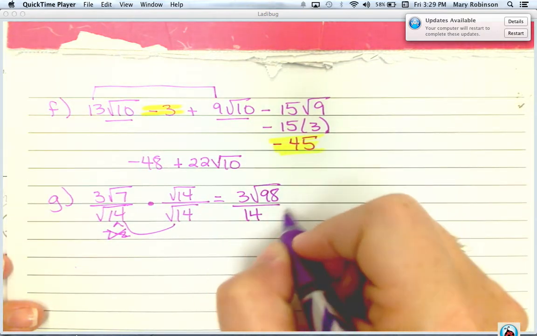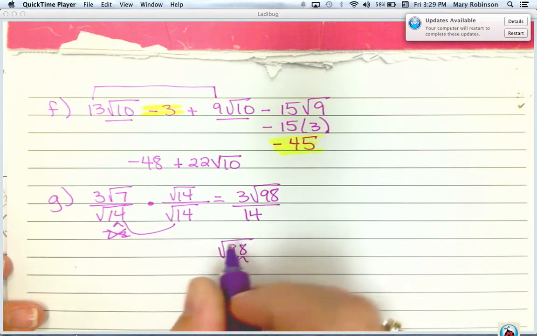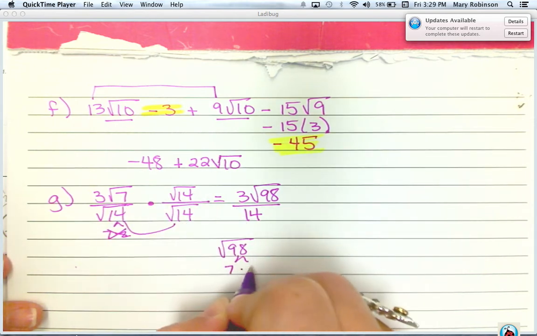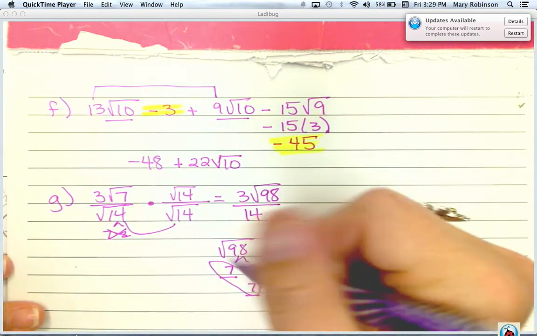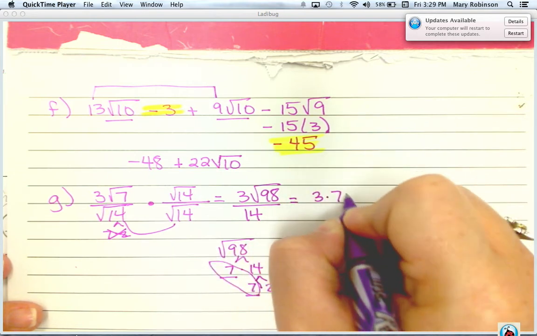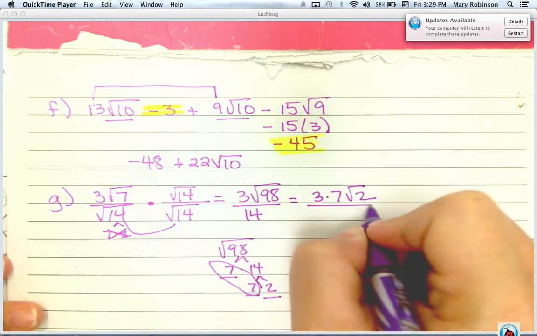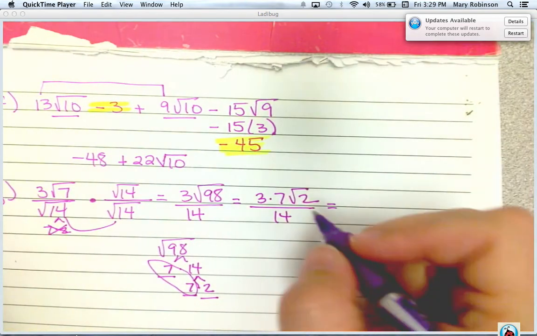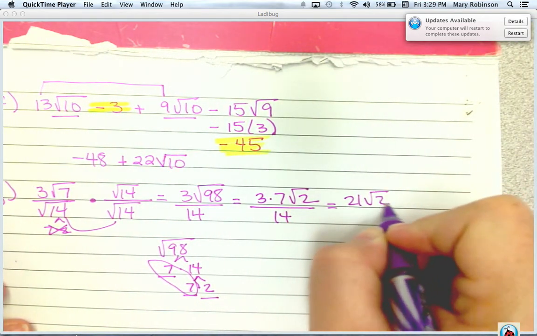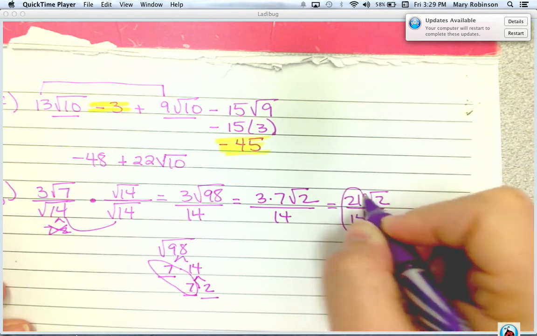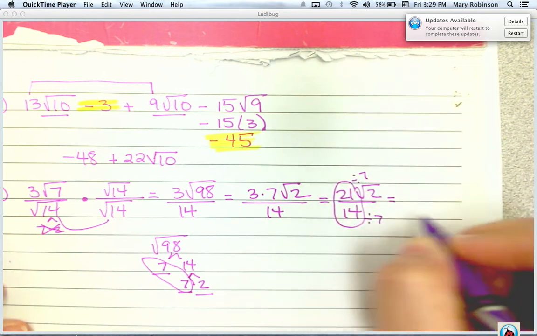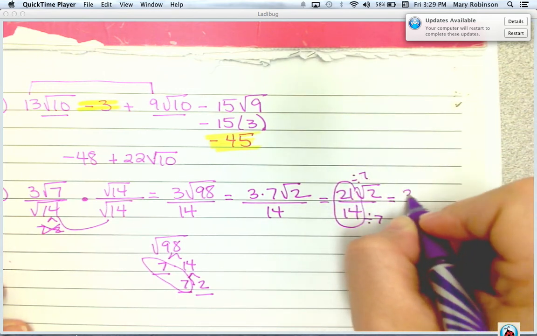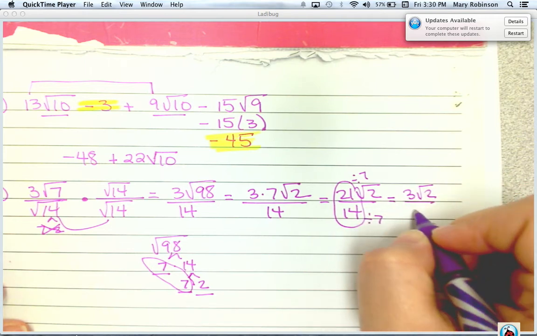Now, we should always work to reduce the radical if possible. It came from 7 times 14, so I know those are two factors. 7 is prime, but 14 is 7 times 2. That means I could take out a 7. So 3 times 7, square roots of 2 over 14. If I multiply the 3 and 7, I get 21. Then I can reduce this fraction 21 over 14 because both terms are divisible by 7. So 21 divided by 7 is 3, and 14 divided by 7 is 2.